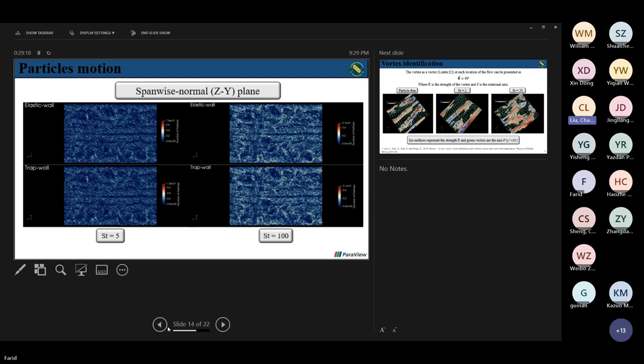Yeah, they're two different things. One is the fluid, the other one is a particle. When the Stokes number is small, the fluid vortex structure and the particle motion coincide, agree with each other. When your Stokes number is larger, they may not. So that means the particle may not show the vortex structure, but the fluid still has the vortex structure, right?